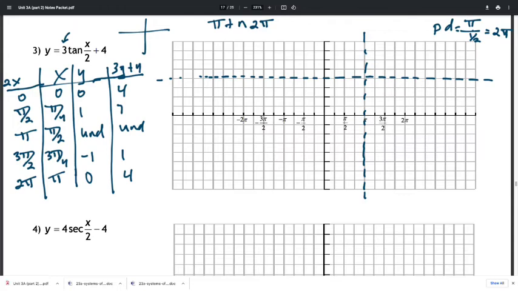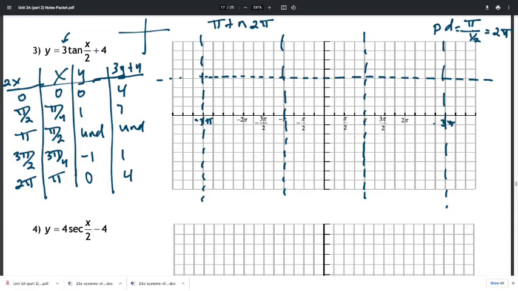So then you'll have another one. Right here is 3 pi. You'll have another one at 3 pi. And then you'll have another one over here at negative pi. And then another one over here at negative 3 pi.